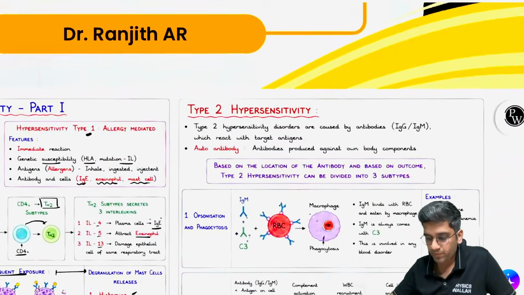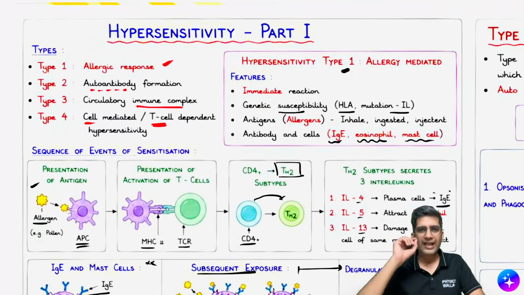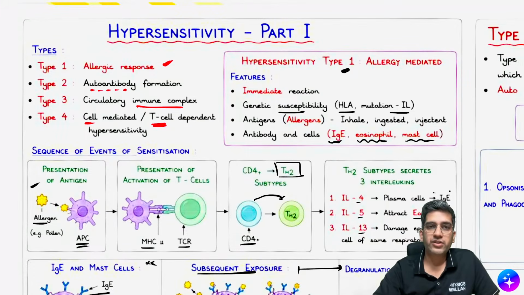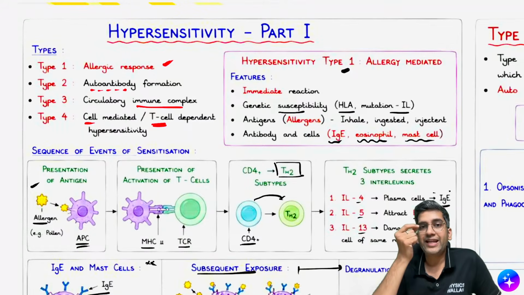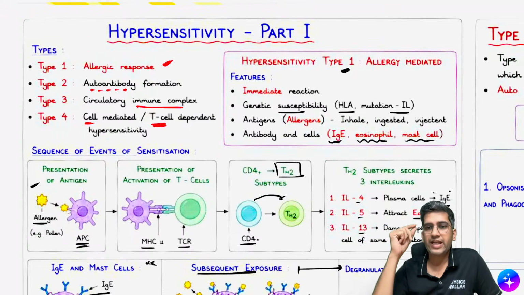Now let's go to type 2. Before going to type 2, as usual, a few questions. Let's see if you can answer. In type 2 there are multiple subdivisions. Can anyone tell me any one subdivision of type 2 hypersensitivity response? Or let's start with the easy question. Any one example of type 2 hypersensitivity response? Examples. Any one example. There are 3 subtypes of type 2 hypersensitivity. Any one example.